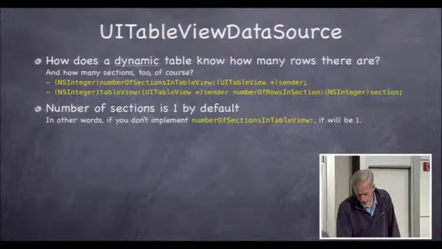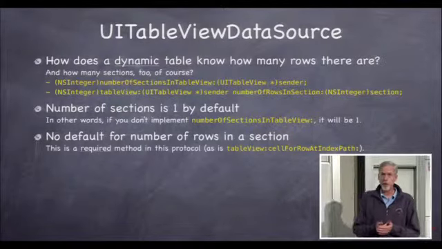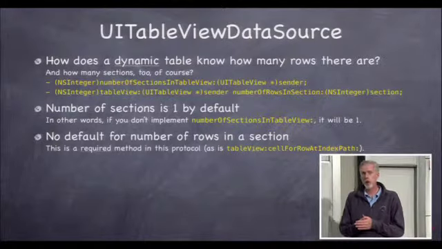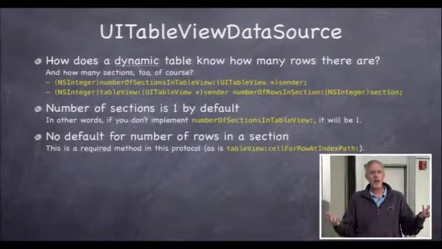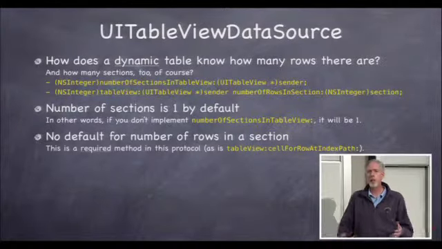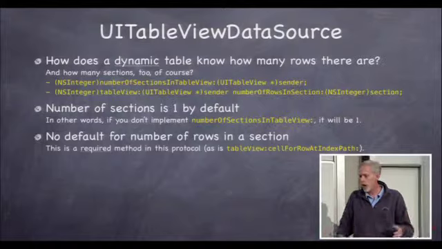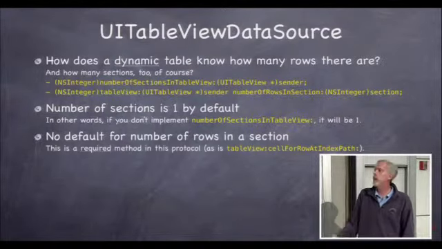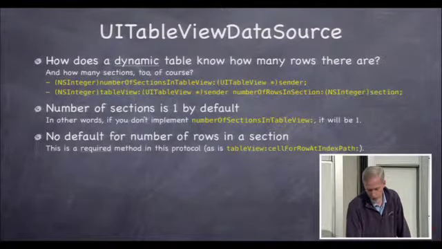So it's common. However, there is no default for the number of rows in section. You must implement it. This is a required method in this protocol, you have to say how many rows are in a given section. Understandably, if the table view doesn't know how big the table is, it can't make the scroll bars the right size. It can't scroll around and start creating cells when necessary. It just doesn't have enough information. So even if this is 0, you have to return something from this method if you're doing a dynamic table.